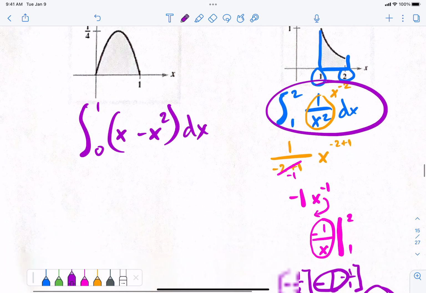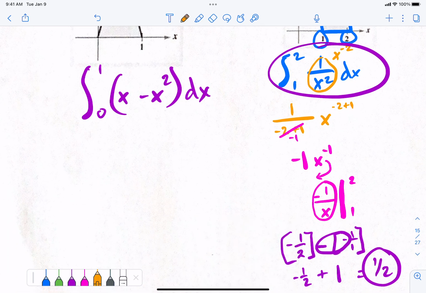Now I have to take the antiderivative. What's the antiderivative of x? Half x squared, 1 over n plus 1, which would be 2, x to the second power, minus a third x to the third. There's that.